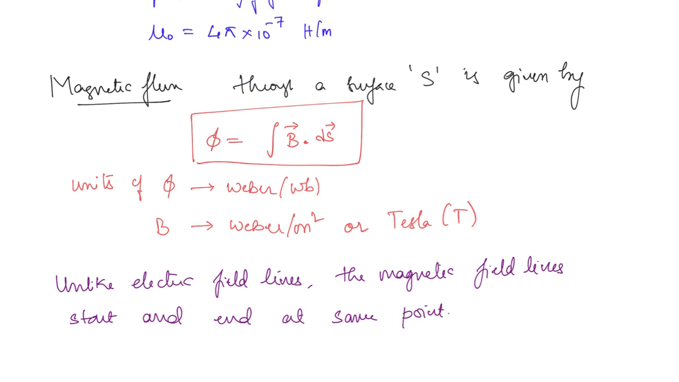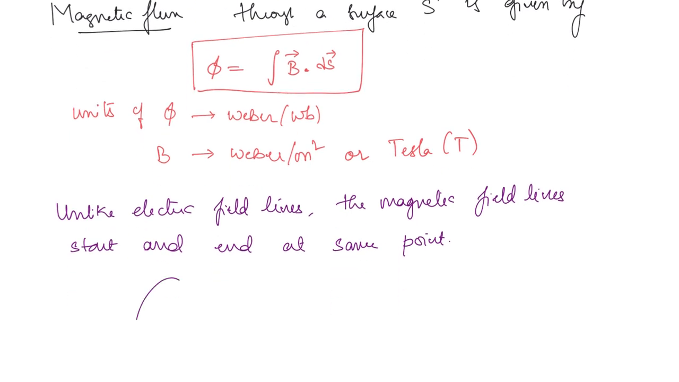If you take any closed surface, the total flux through this surface is going to be 0, because whatever is entering is going to come out again. Let's take a magnetic field line like this. You can see that at one point it is entering, and at the other point it should leave. If it is not leaving, then it will be entirely inside the closed surface. In that case also, the total flux coming out is 0.